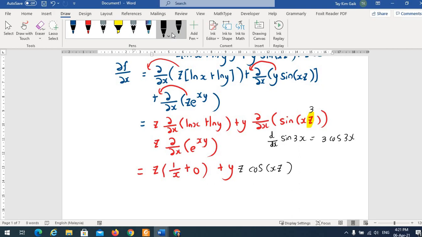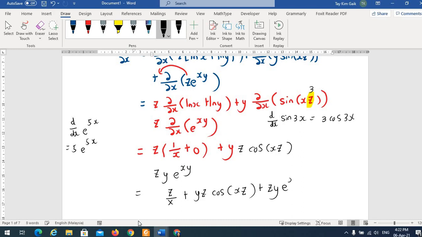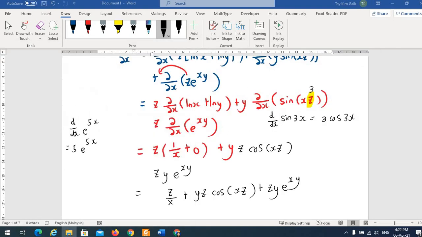And then later on, del x exponent xy. For example, if you d/dx exponent pi x, the answer is pi exponent pi x. So where the y is equivalent to pi here, that's why you get zy exponent xy. So the answer, you have z over x plus yz cos xz plus zy exponent xy. Any questions here?